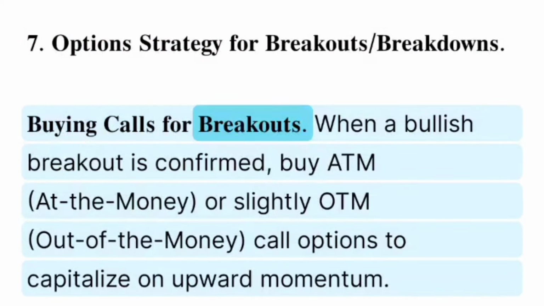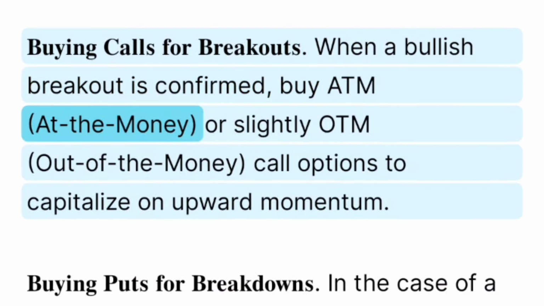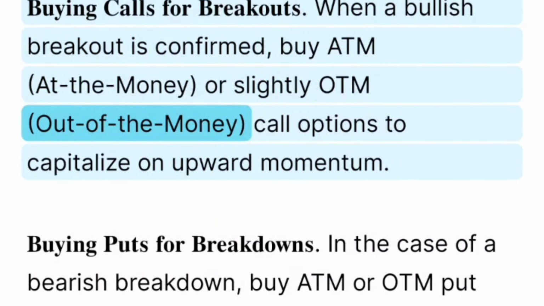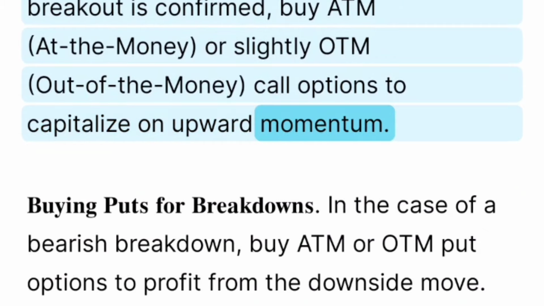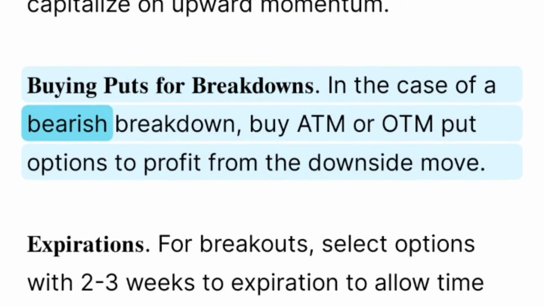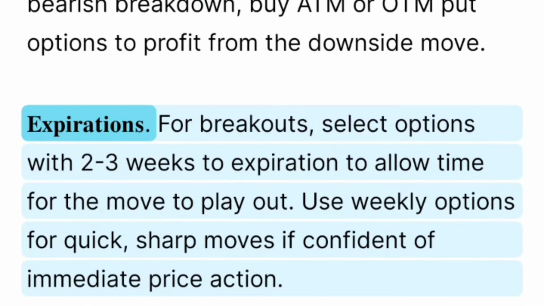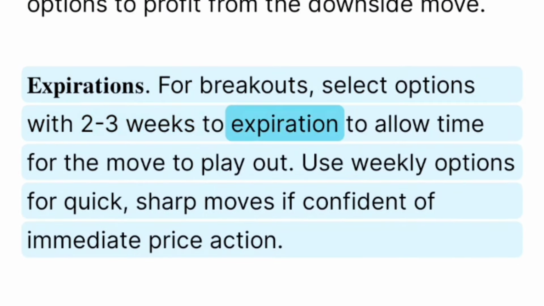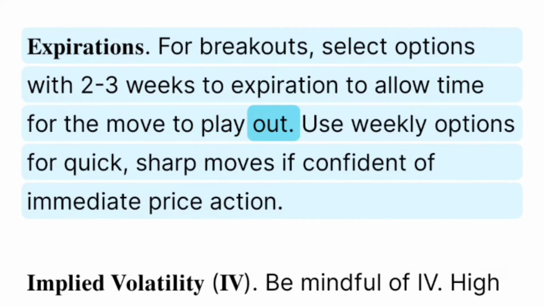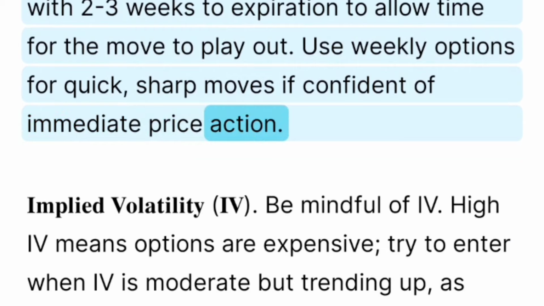Buying calls for breakouts. When a bullish breakout is confirmed, buy ATM, at the money, or slightly OTM, out of the money, call options to capitalize on upward momentum. Buying puts for breakdowns. In the case of a bearish breakdown, buy ATM or OTM put options to profit from the downside move. Expirations. For breakouts, select options with 2-3 weeks to expiration to allow time for the move to play out. Use weekly options for quick, sharp moves if confident of immediate price action.